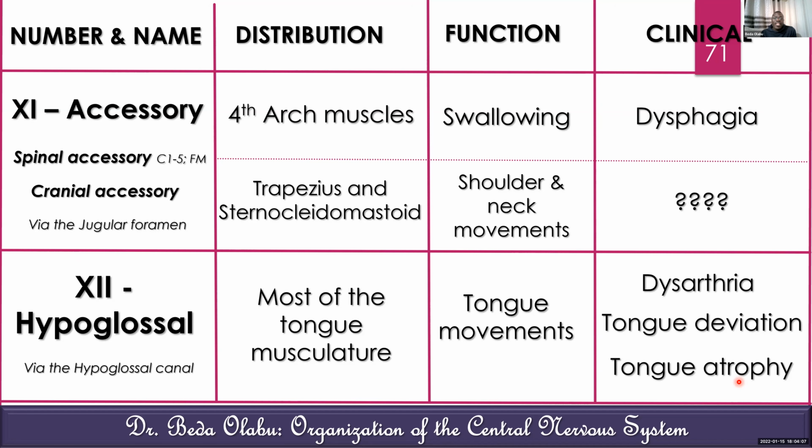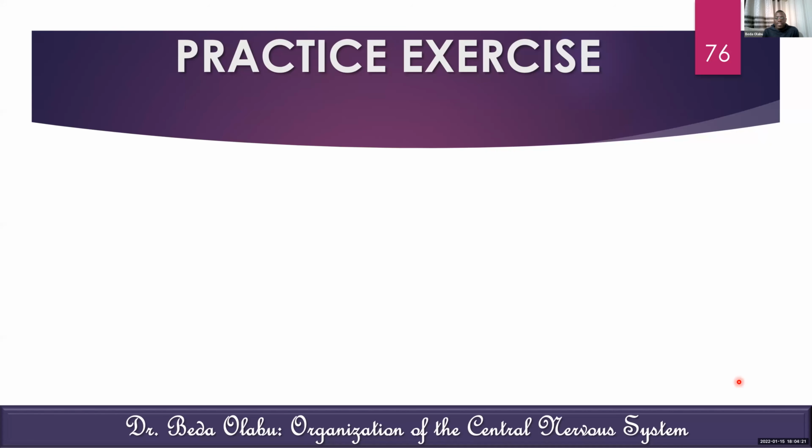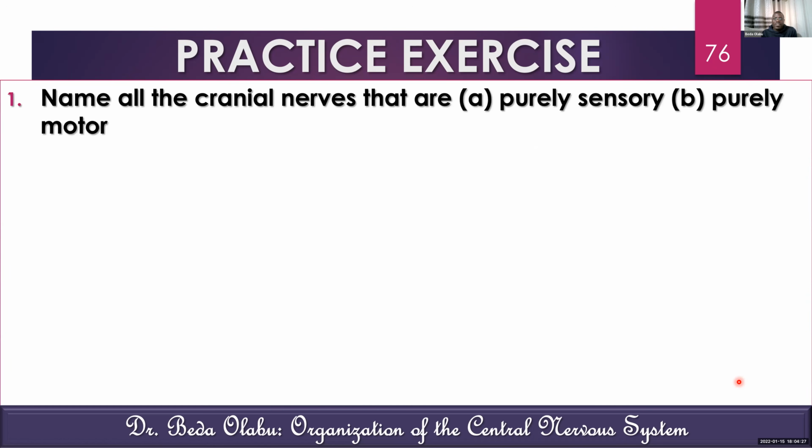All right, those are the 12 cranial nerves and their distribution, their function, and we've highlighted most of the clinical entities to that effect. Now, to make the story of cranial nerves complete, perhaps you need to practice answering some of these questions. I'll put a few questions here for your review.